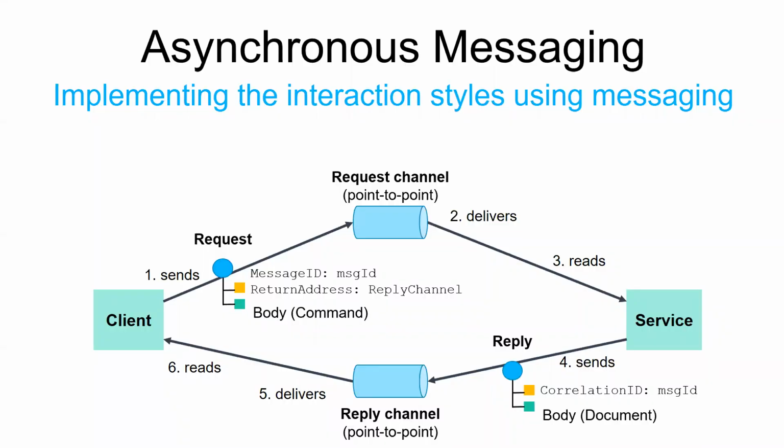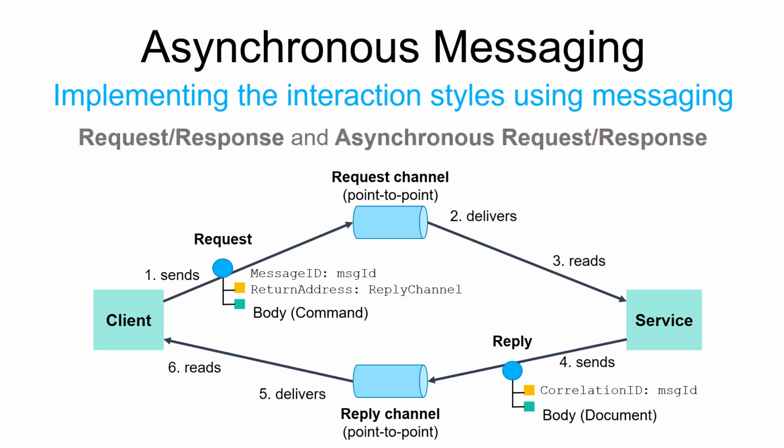When a client and service interact using either request response or asynchronous request response, the client sends a request and the service sends back a reply. The difference between the two interaction styles is that with request response, the client expects the service to respond immediately, whereas with asynchronous request response, there is no such expectation. By default, messaging is inherently asynchronous, so it only provides asynchronous request response, but a client could block until a reply is received. The client and service implement the asynchronous request response style interaction by exchanging a pair of messages.